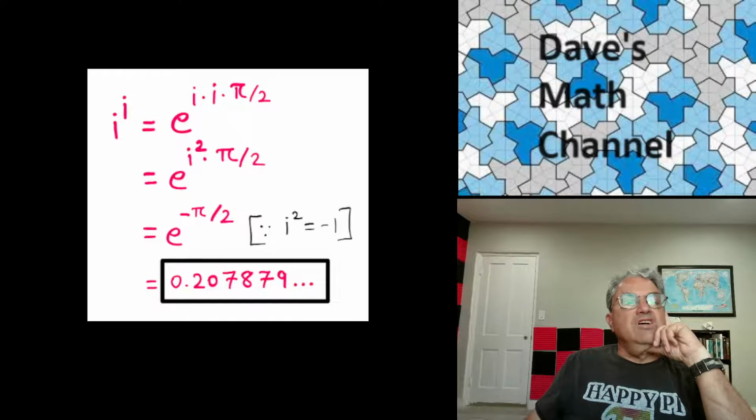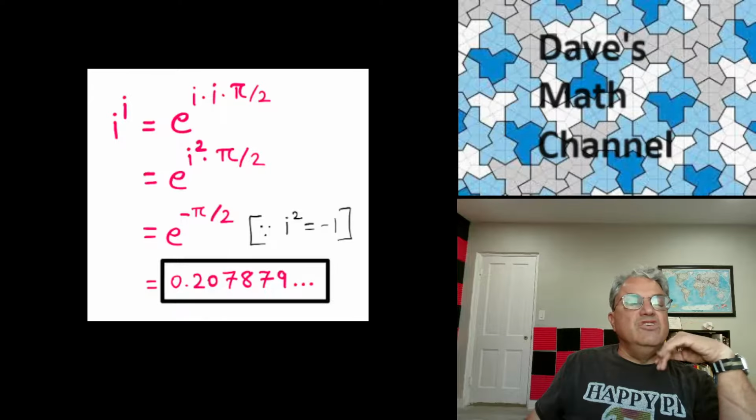That means that i pi over 2 is the natural logarithm of i, but you can write i as e to the natural log i, which is e to the i pi over 2, and we're raising it to the i power. So what you're left with is e to the i times i pi over 2. You can combine the two i's, that gives you i squared, and we know that i squared is -1. So when you're done with this whole calculation, you get e to the minus pi over 2, which is pretty amazing because this is a real number.